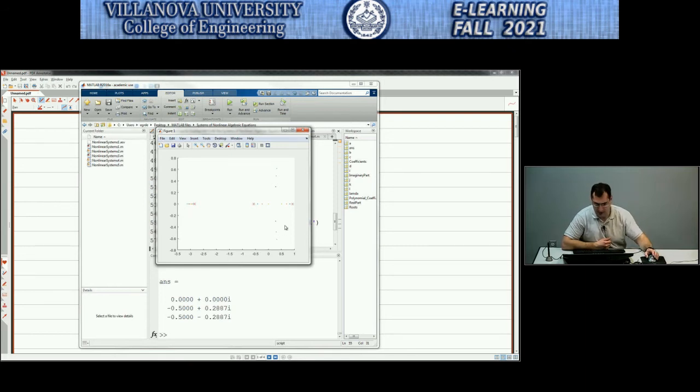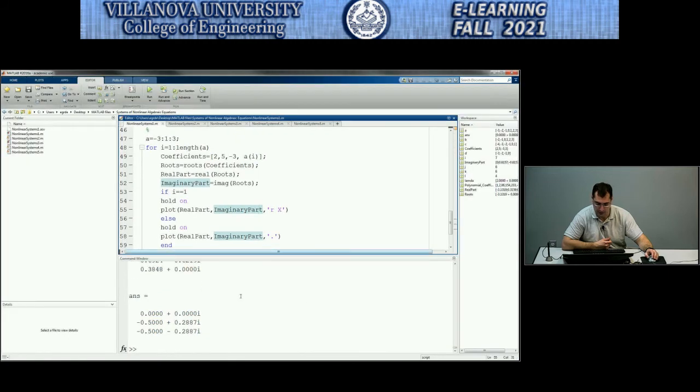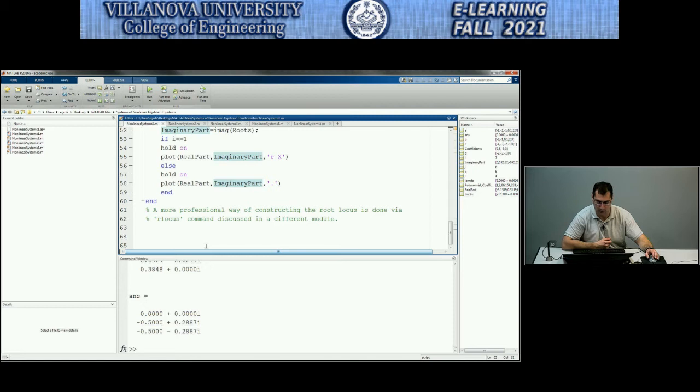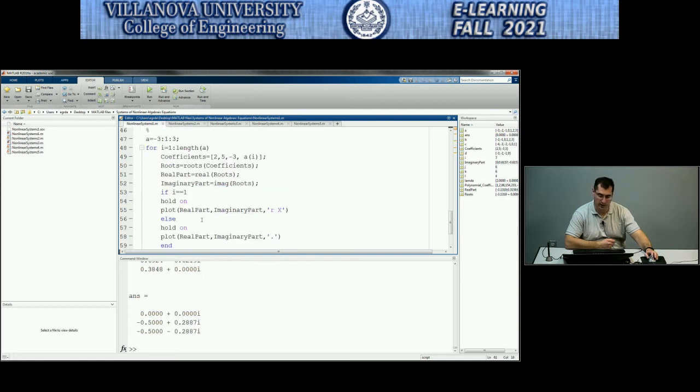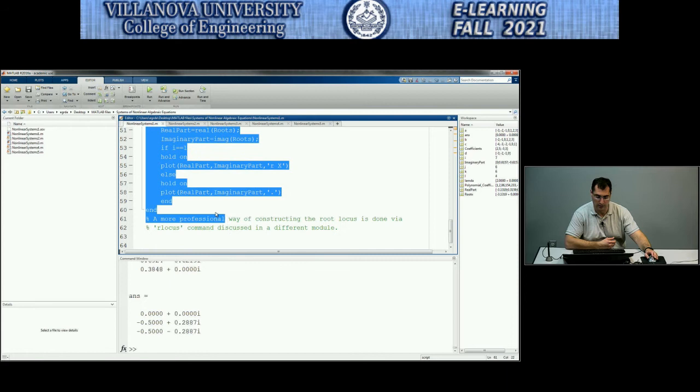But this is more of a manual way of plotting the so-called root locus. There is a more professional way of plotting it, done through the rlocus command. So if you need to do dynamics problems, like control problems, I suggest that you use the rlocus command. But for other types of problems, when you just need to find out where the roots go depending on the value of the parameter, you can do this sort of manual thing, which is done through this subroutine.